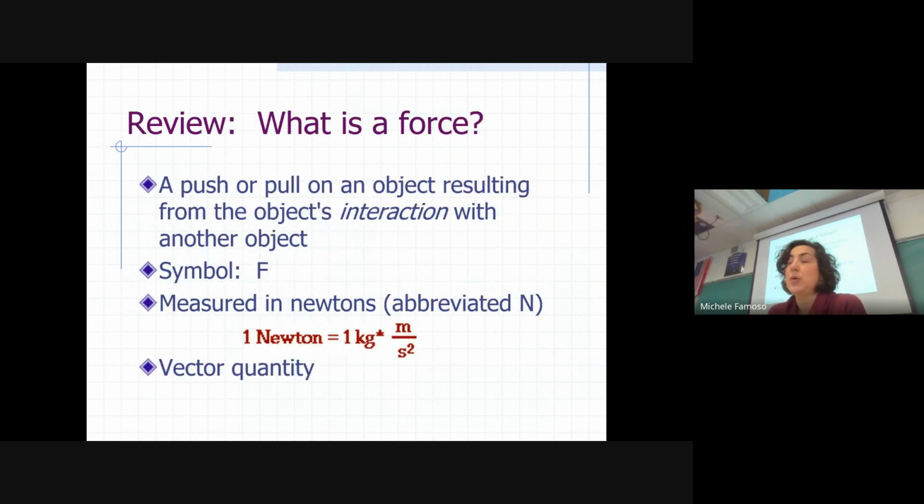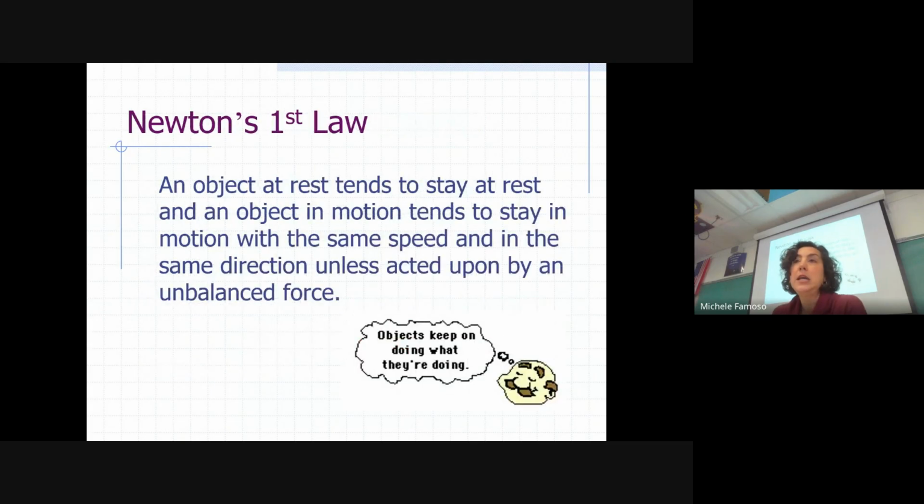So just to review what we discussed yesterday, forces are pushes and pulls. We abbreviate them with a capital F. We measure them in newtons, which is a derived unit equivalent to a kilogram times a meter per second squared, and they're vectors, so we're going to draw them with arrows. Let's now talk about the new stuff, Newton's first law.